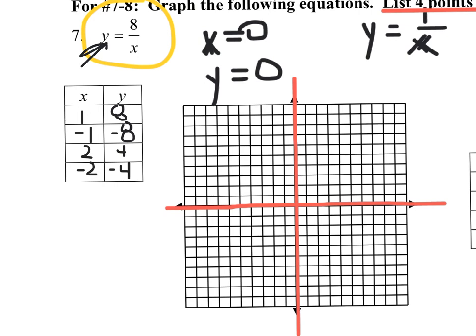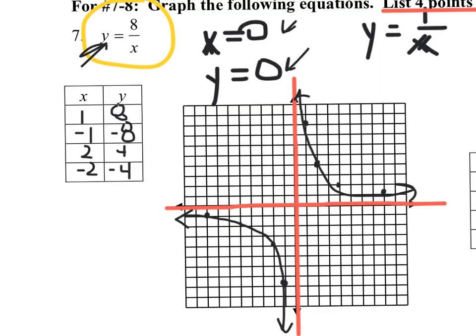So I'm going to plot these points. I went through and actually did the points (4, 2), (2, 4), (-4, -2), and now I'm going to connect them with a smooth curve and put arrows at the end. If the red lines are the asymptotes, y equals 0 and x equals 0, this graph is going to get close to these red lines, but it's not going to cross them. So you want to make sure you put arrows on both ends.